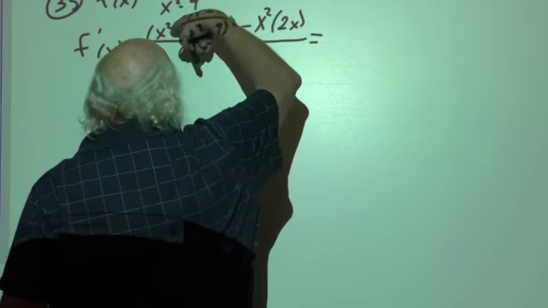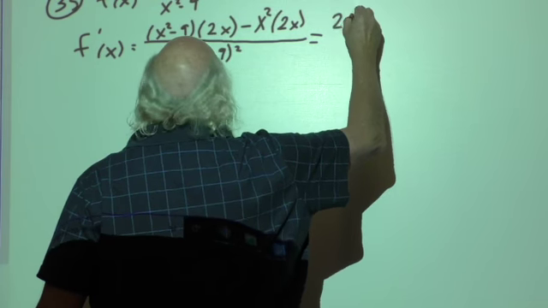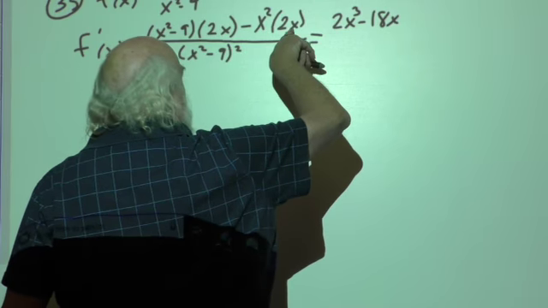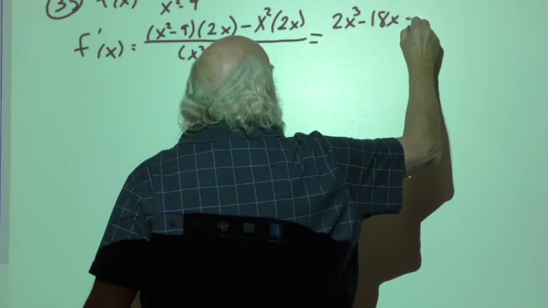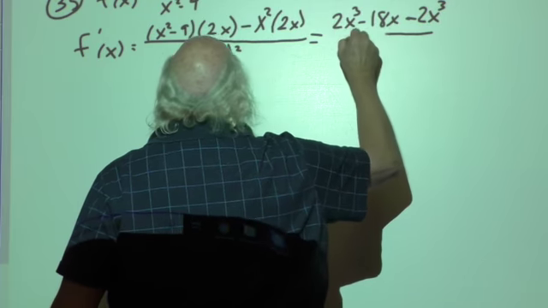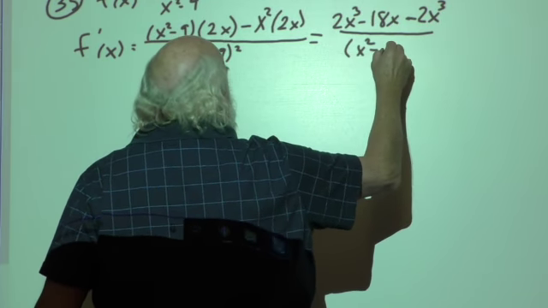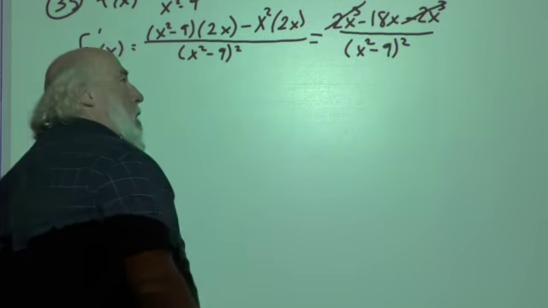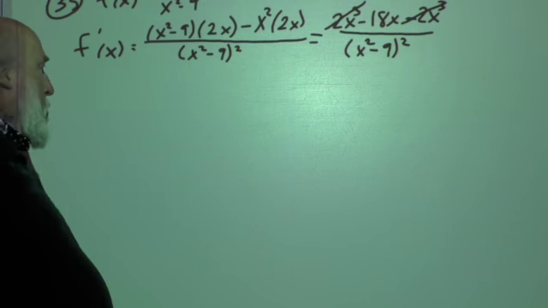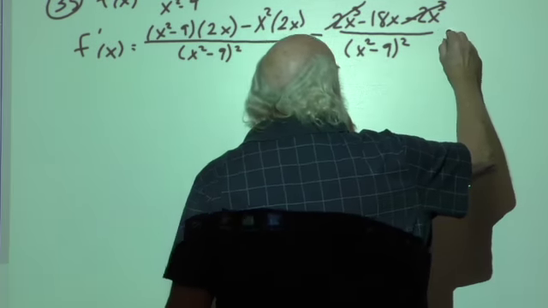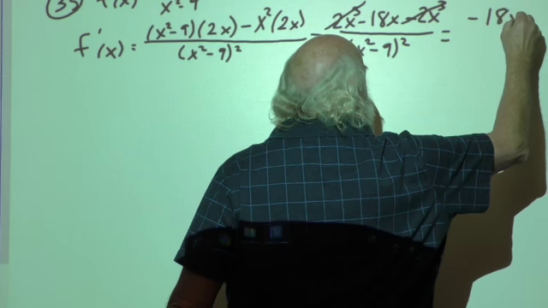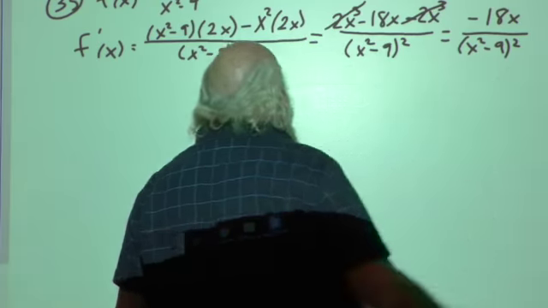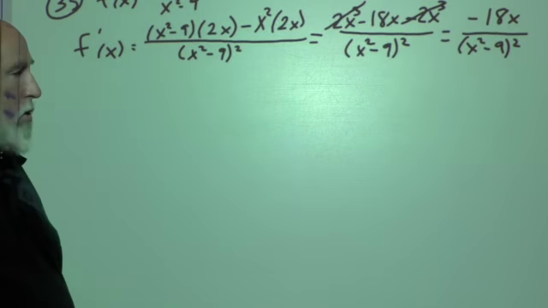So this is 2x times both of these, which gives me 2x cubed minus 18x. And this gives me negative x squared times 2x, which is negative 2x cubed, over (x squared minus 9) quantity squared. Oh, look at that. You get to cancel some stuff out. Makes life a tad easier. And this becomes negative 18x over (x squared minus 9) quantity squared for my derivative value.